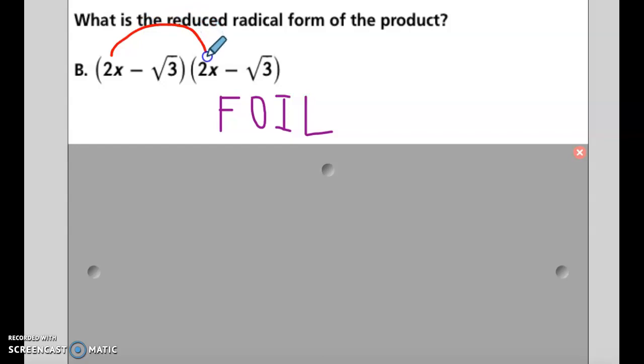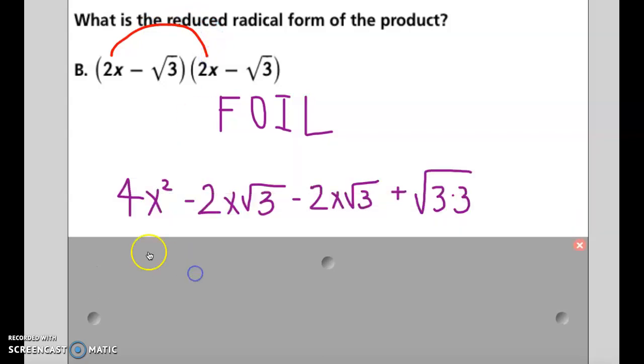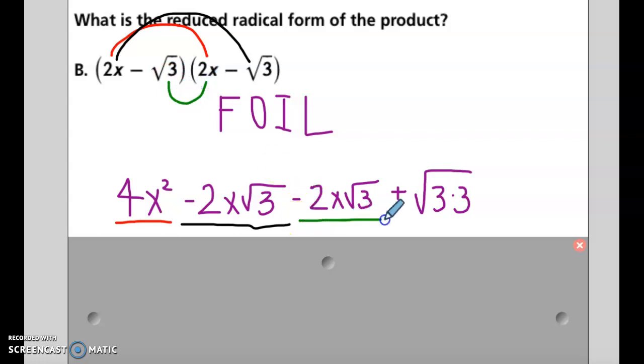2x times 2x. That's going to give me 4x squared. Then I'll have 2x times negative square root 3. Nothing I can multiply, so we just leave it as negative 2x square root 3. We put the number before the radical. And then I have negative square root 3 times 2x, so I'll have negative 2x square root 3. And then the last one, I'll have negative square root 3 times negative square root 3.